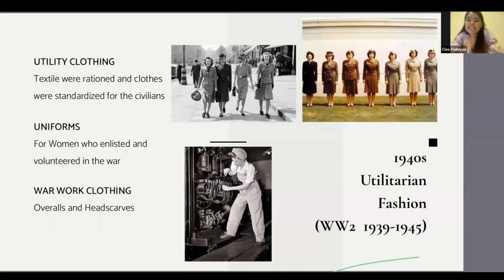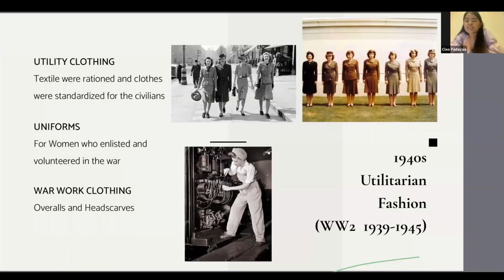As civilians, they use the utilitarian clothing because textiles were rationed during this time. And why was it rationed? Because textile was needed for the uniforms of soldiers or for parachutes or for the tents during the war. And then the clothes were standardized. So the length of the skirt or the sleeves or how deep the pockets, it was all standardized, again, to maximize textile.